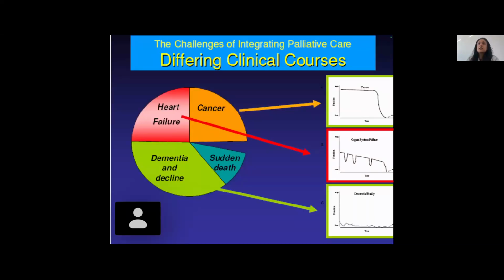These are the main trajectories of how people's physical capacity declines over time. The one that I am looking at is the middle one, which is called the organ system failure trajectory. It's been extrapolated for lung disease from heart failure. The other 2, the top one is cancer, the bottom one is physical frailty like dementia. The middle one is very, very applicable to pulmonary fibrosis. And the reason for that is you can see it's characterized by a series of exacerbations and remissions. Get sick, get better, get sick, get better, get sick, get better.